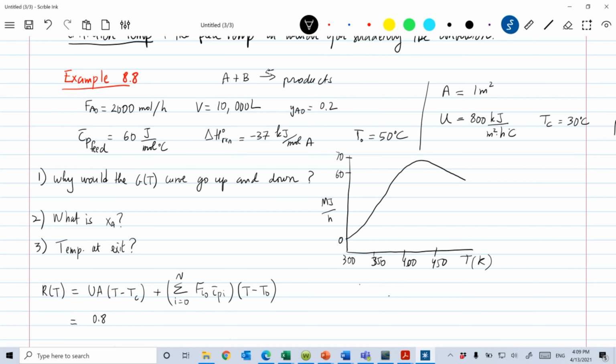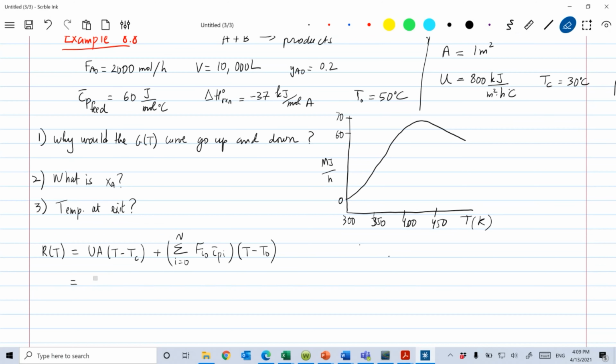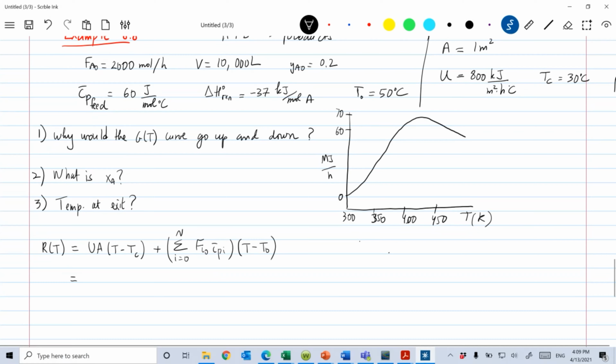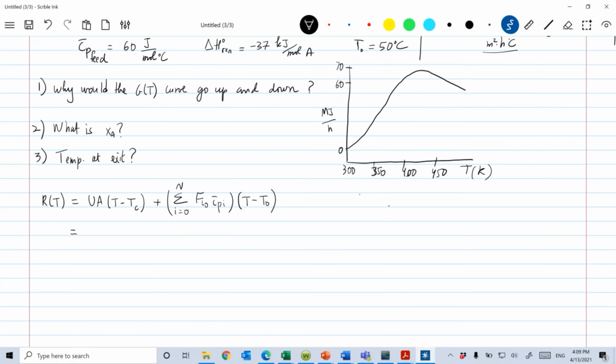Okay, so you're given these as well. Apologize. So with that you can calculate your R of T curve, and if you plug everything in, and you convert everything to megajoule per hour, right? Instead of kilojoule. So this is in kilojoule per meter squared. You can convert it to megajoule, which is 0.8. So you do that conversion, you get an R of T curve that's equal to 1.4 T minus 54. So this is in megajoule per hour.